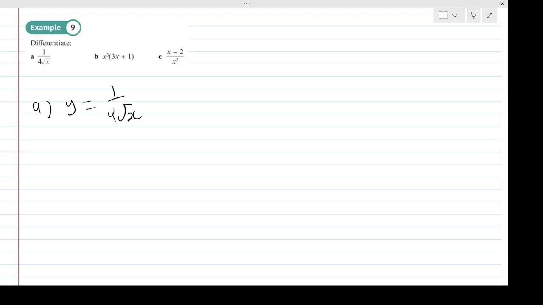Right, what we can do then, we need to use index laws to get it in the form x to the power of n. We have root x at the moment, but what can we do? Well, first of all, I can rewrite this root x as x to the half, so 1 over 4x to the half.